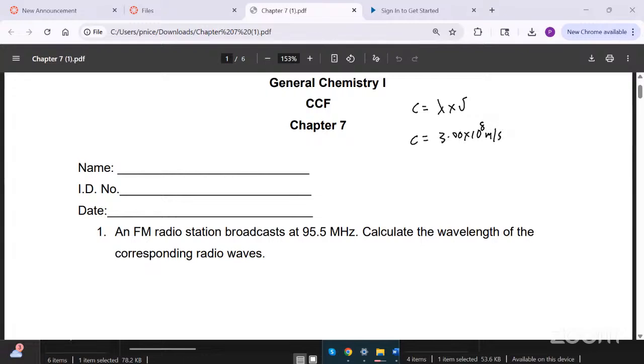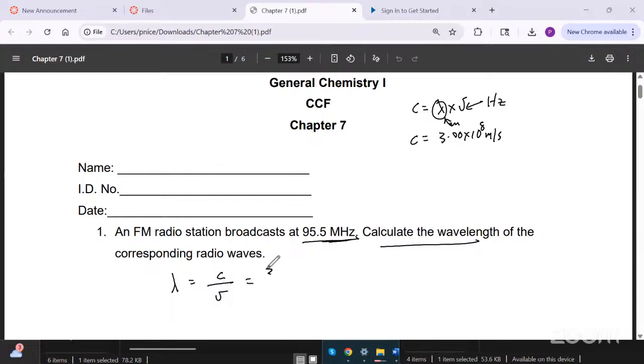So let's apply this to this question. The question gives you the frequency. Oh, by the way, remember I said also that the frequency can be expressed in hertz. The wavelength can be expressed in many units, but in this particular case, we're going to use meters. The question is asking for us to calculate the wavelength, so we need to calculate lambda. So based on this equation, we can say that lambda is equal to c over nu.